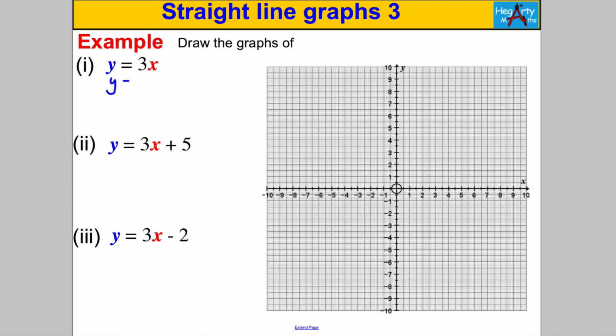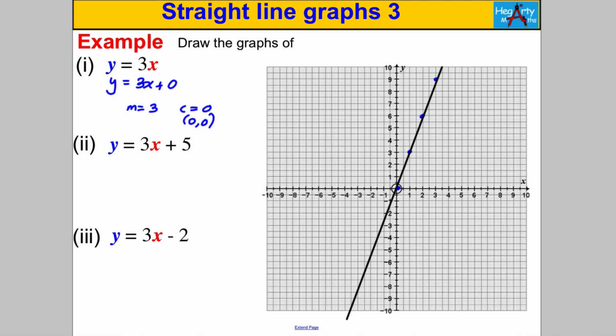Okay, I'm going to say this is y is 3x add nothing. Therefore I'm going to state that my m is 3 and my c is 0. So the gradient is 3 and it goes through 0, 0. Let's start at 0, 0. Gradient of 3 means if I go to the right by 1, I go up by 3. Right by 1, up by 3. Right by 1, up by 3. And there we go.